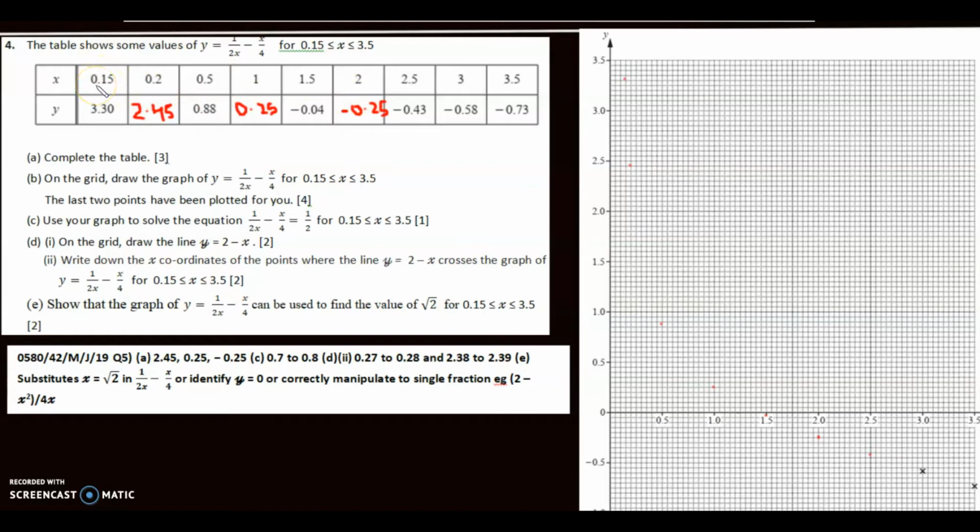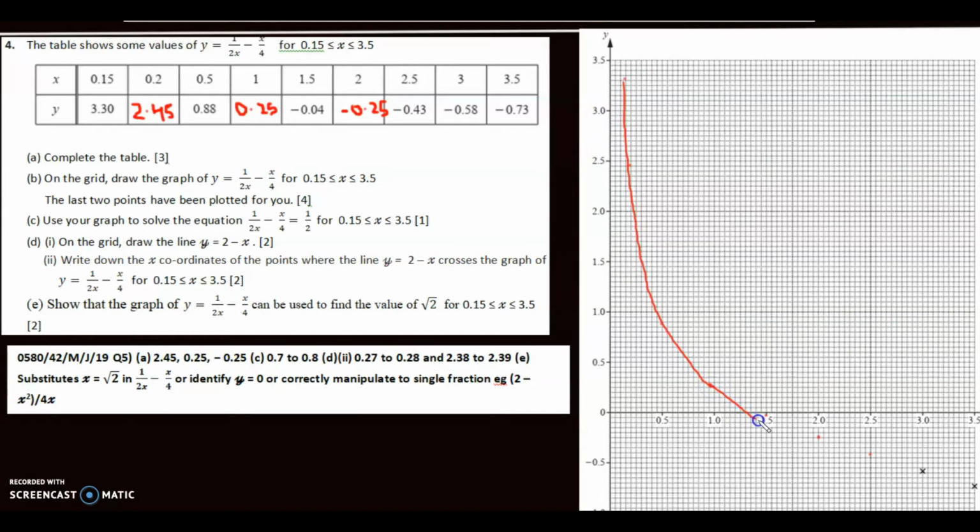So that's 0.15. Where is 0.15? This is 0 and then this is 0.5. That means two boxes would be 0.1. So this is 0.1. Two boxes are 0.1. Then another two boxes would be 0.2. So then three boxes would mean 0.15. So you go three boxes from here and then you go to 3.3. And where's 3.3? This is 3. So two boxes above you'll have 3.1. Two boxes above you'll have 3.2. And then another two boxes above you'll have 3.3. So that's how you plot all of these points, then join them with a smooth curve.